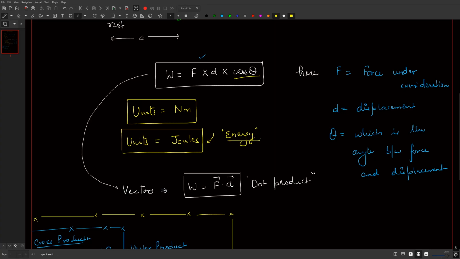I know in some schools cosine theta isn't taught. The expression which is often discussed is force parallel times displacement. That is also a correct expression. It is not wrong. But I feel like this expression is much easier to deal with once you start dealing with more complicated questions. Okay, so we are going to work with this equation as we progress through this unit of work, energy, and power.